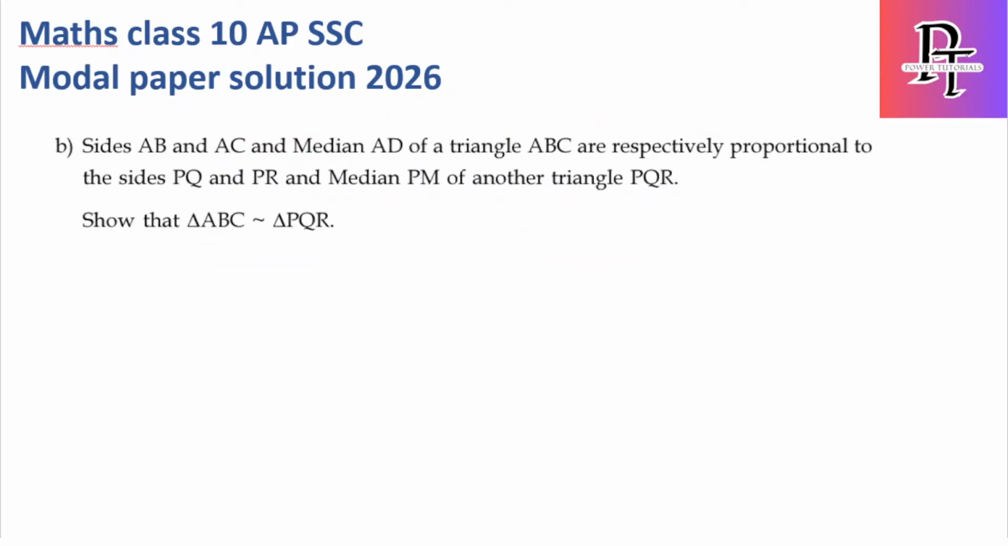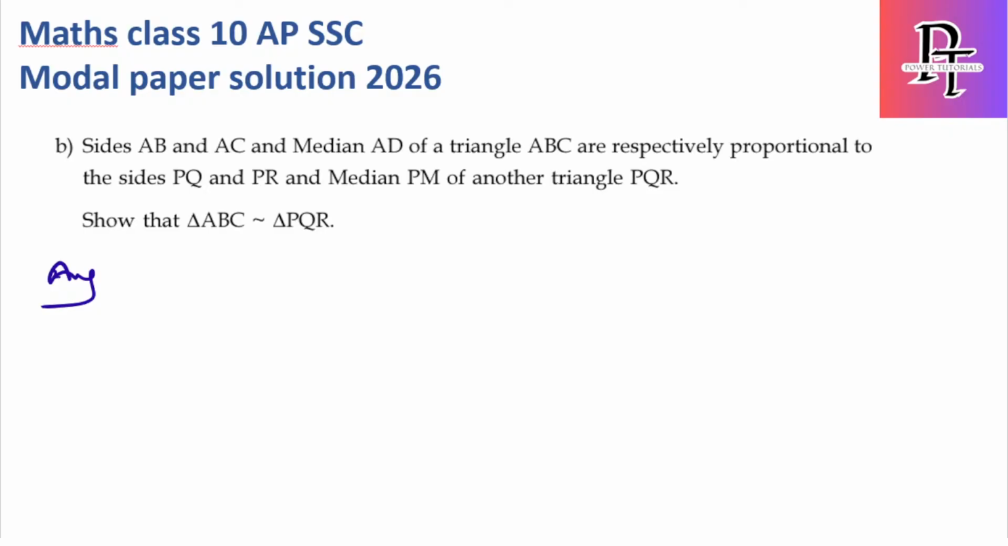So now we're solving part B. Let sides AB and AC and median AD of triangle ABC be respectively proportional to the sides PQ, PR and median PM of another triangle PQR. Then show that triangle ABC is similar to triangle PQR. Okay, this is also a direct question from the textbook.